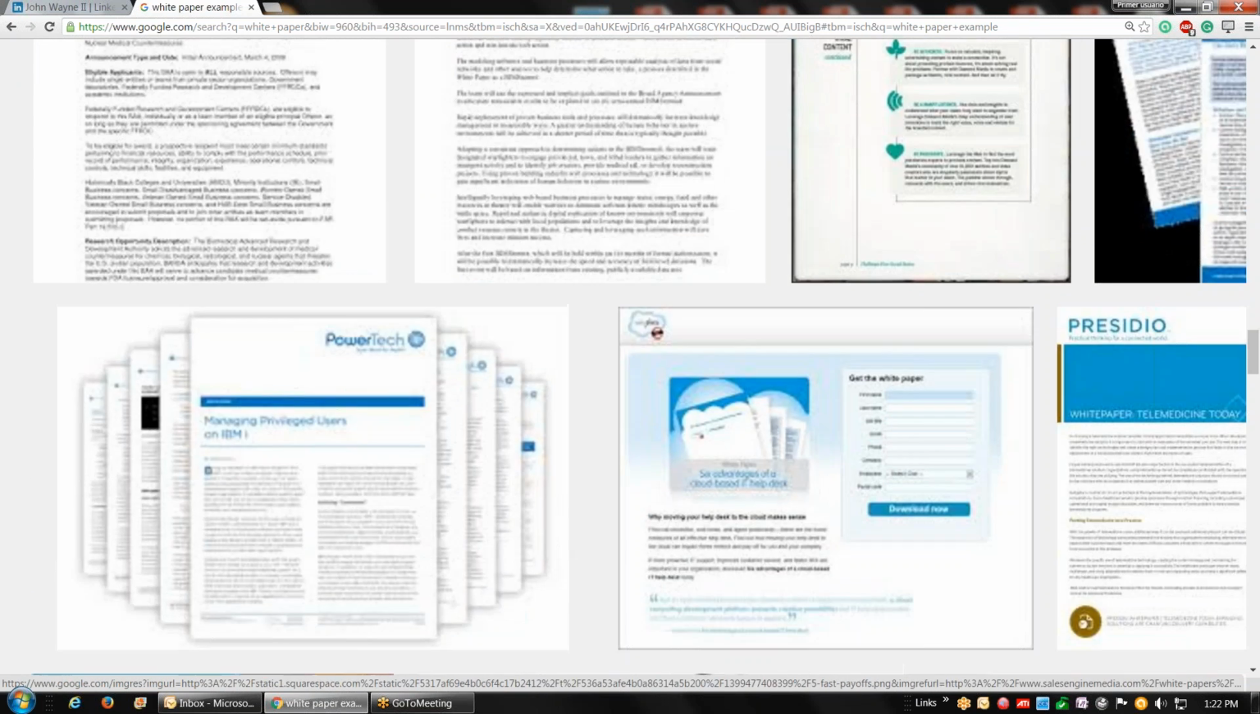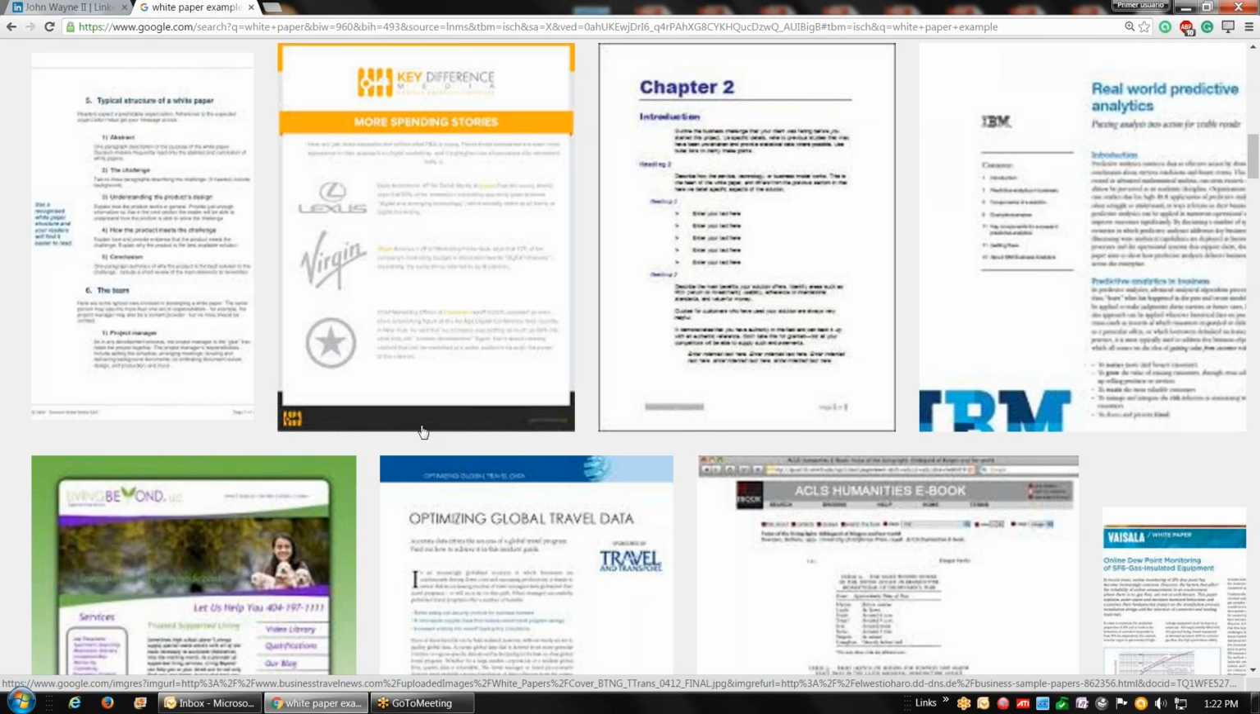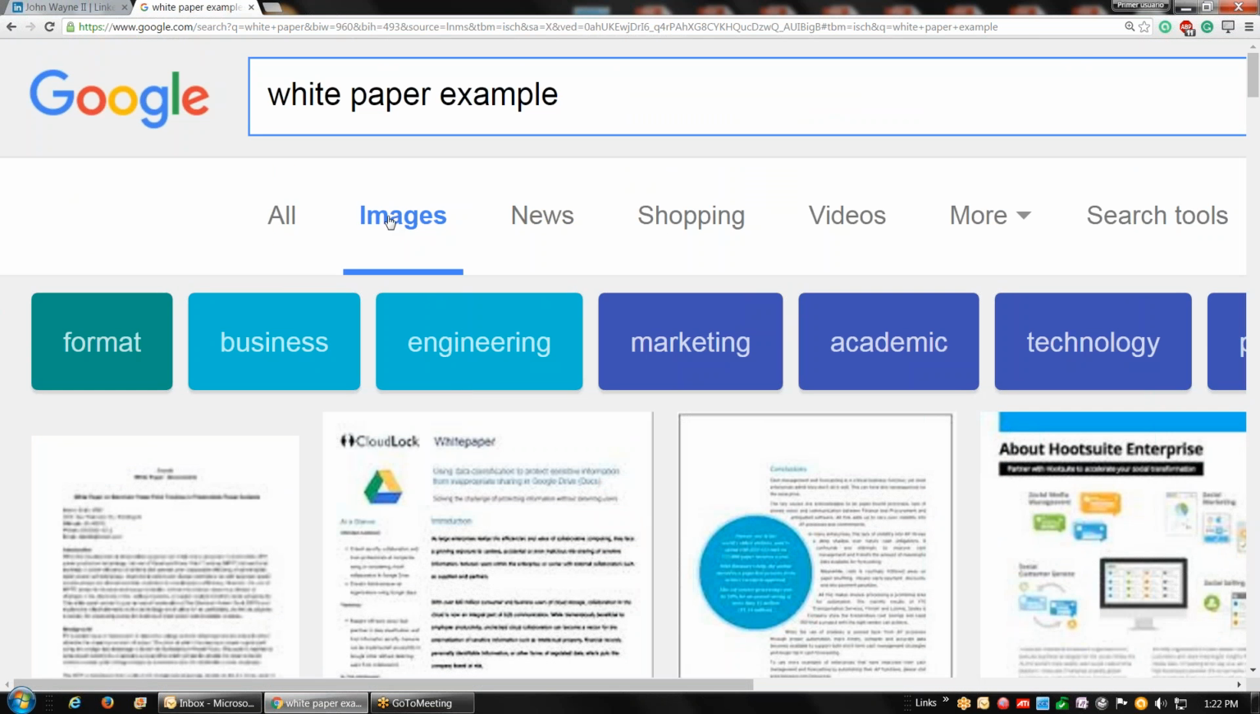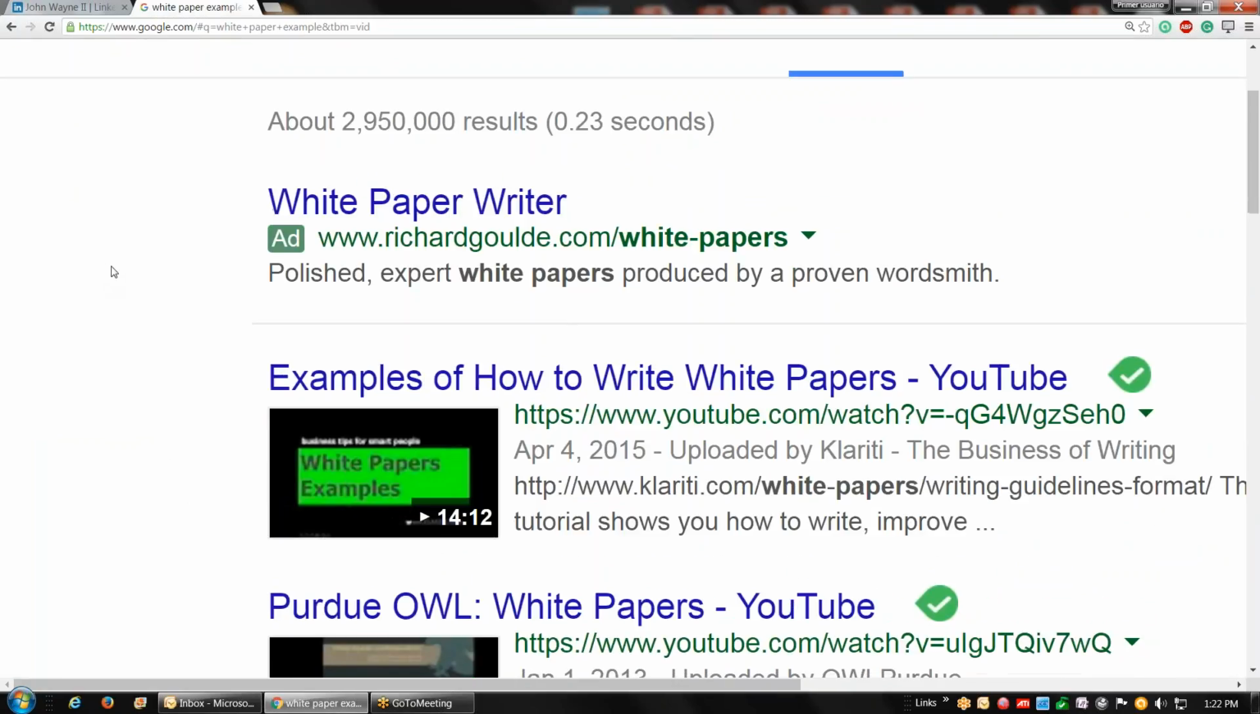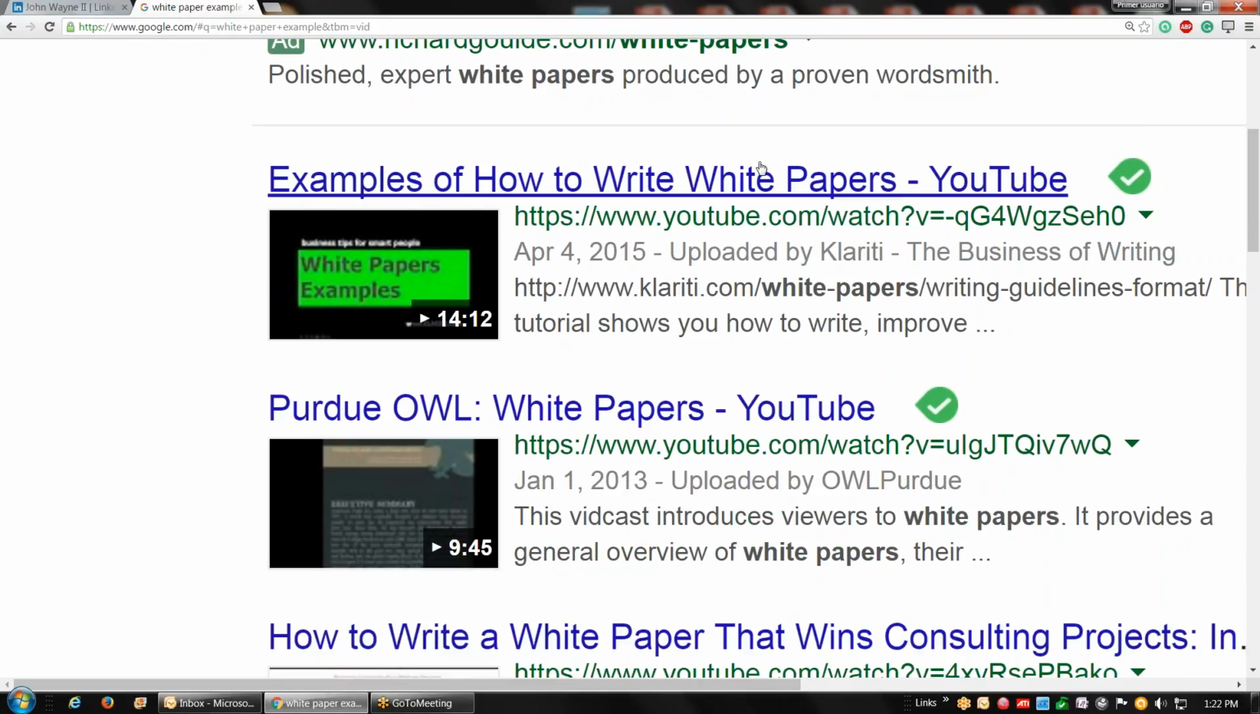And in addition to that, you can also go from white paper images to white paper videos. Some of these companies sell services that you can put your information in and it writes your white paper. There's always going to be people on YouTube giving step-by-step instructions on how to write a white paper.